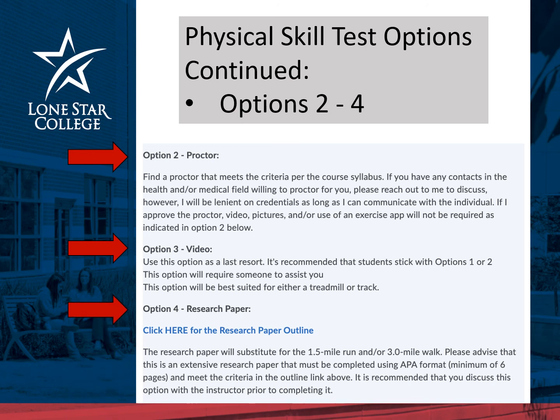The last option, option 4, is not a physical skill test, but rather a research paper. This option will substitute for the 1.5-mile run or 3-mile walk. The research paper is an extensive alternative to the skill test requiring students to investigate and develop an individual wellness program. An instructional guide outline has been provided and is located in our course handouts folder. Before choosing this option, review the instructional guide and notify the instructor. If you have any additional questions about the skill test options, you can post your questions in the discussion board and/or contact the instructor.